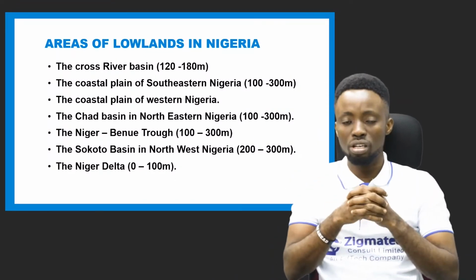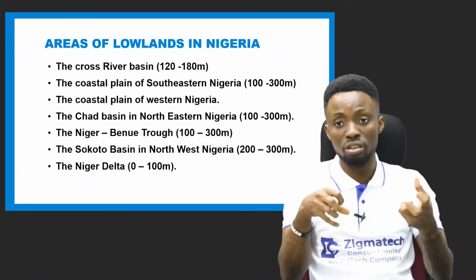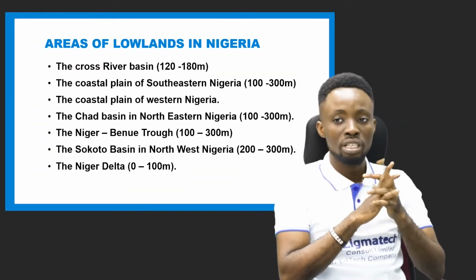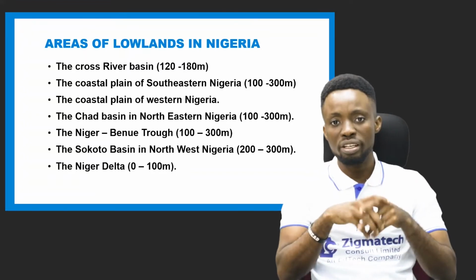Now, the first, the lowest of all the lowland areas in Nigeria, is the Niger Delta lowlands, and it ranges from a height of 0 to 100 meters high.